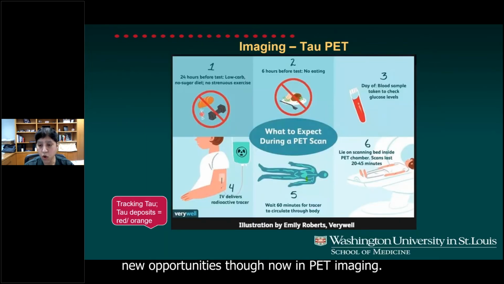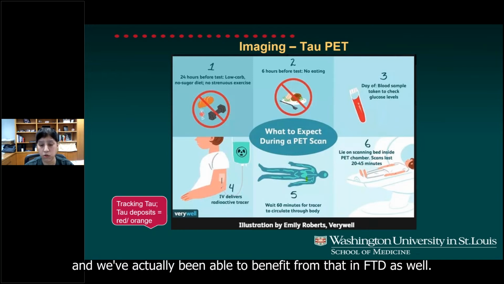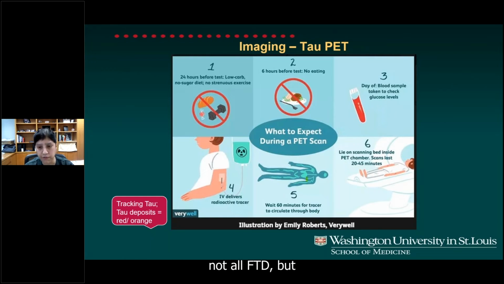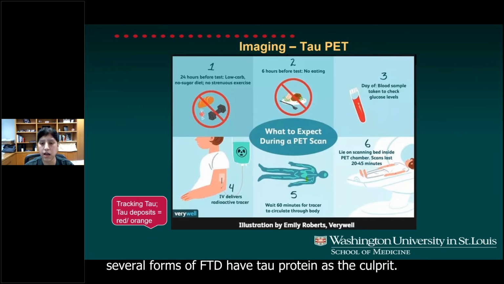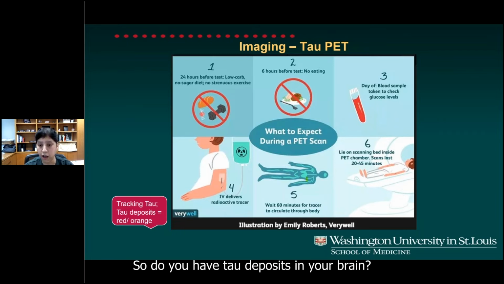We have some new opportunities, though, now in PET imaging. So Penny talked about the advances in the Alzheimer's space, and we've actually been able to benefit from that in FTD as well. The one protein in common between those disorders, often, not all FTD, but several forms of FTD, have tau protein as the culprit. So tau is a good protein that goes bad in the disease, and we now have ways of seeing tau itself. So do you have tau deposits in your brain?